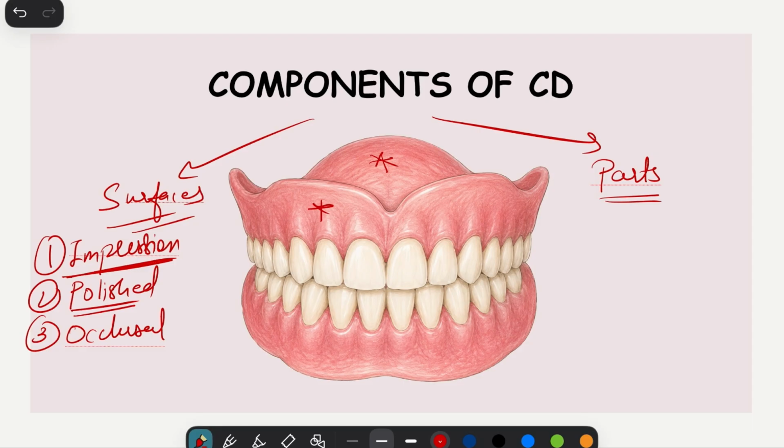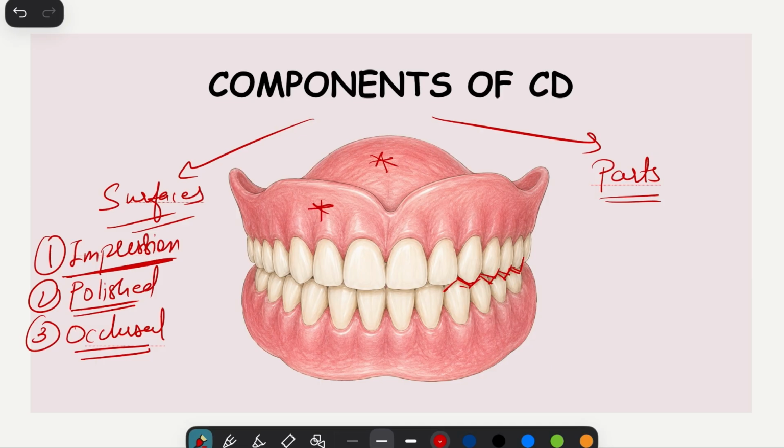Then the third is the occlusal surface. So that portion of the surface of a denture or dentition which makes contact or near contact with the corresponding surface of the opposing denture or the dentition. So the surface of the teeth that are occluding with the opposite arch is the occlusal surface.